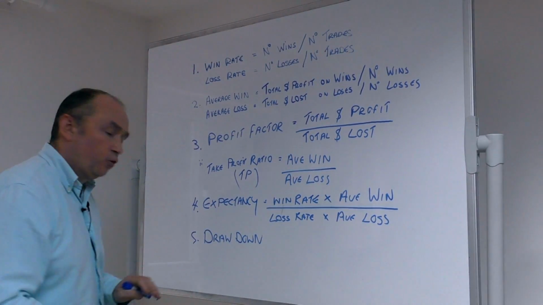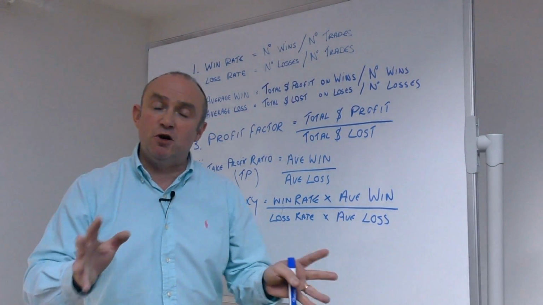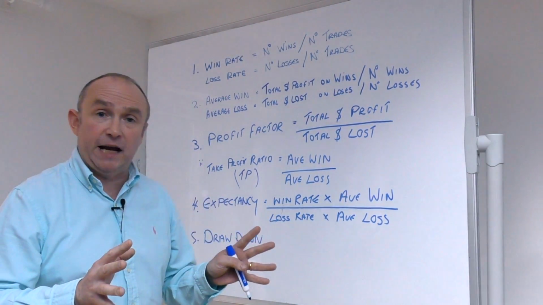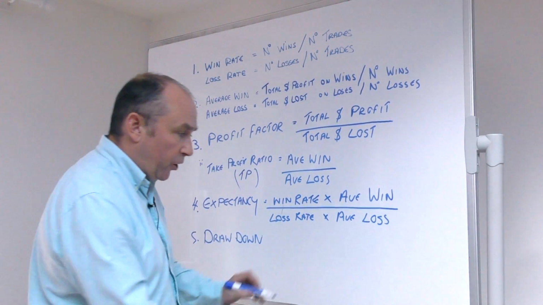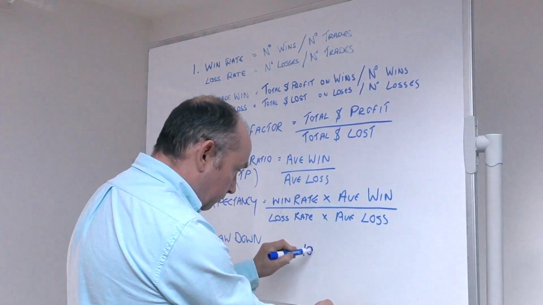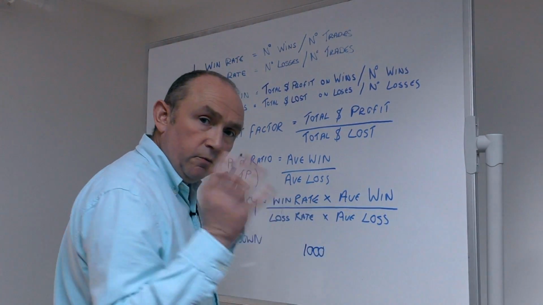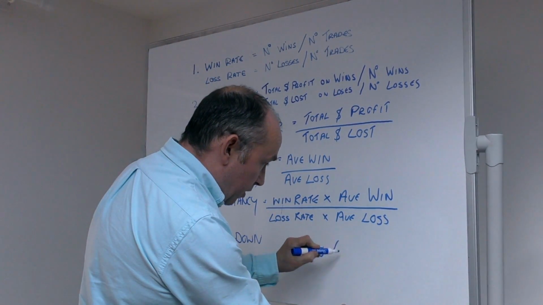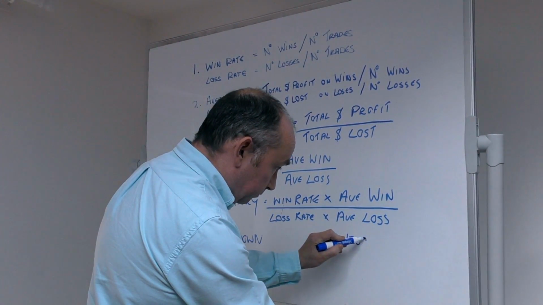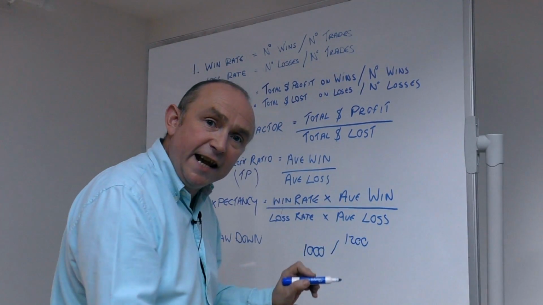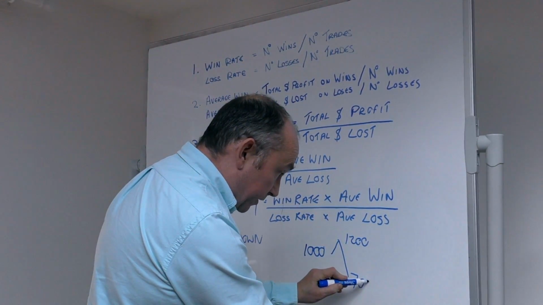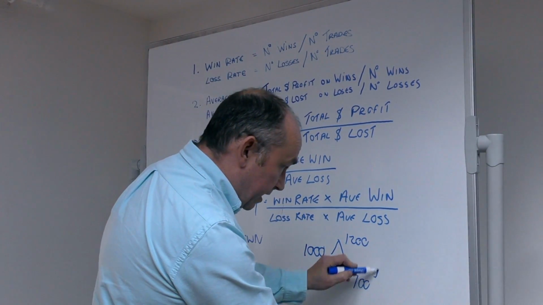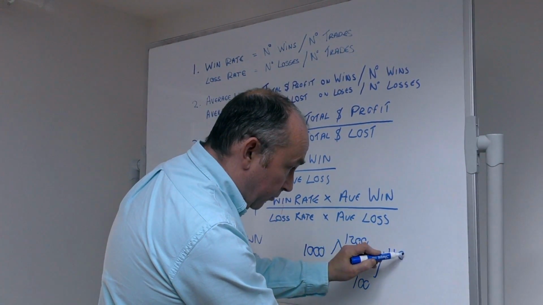Moving on, drawdown. Most traders don't look at drawdown. Big mistake. Drawdown is very, very important. Imagine you start off with $1,000. Great strategy, takes you up to $1,200. Then you have the inevitable losing streak, comes back down, and now you only have $700. Then you hit some winning trades, you're back up to $1,100.